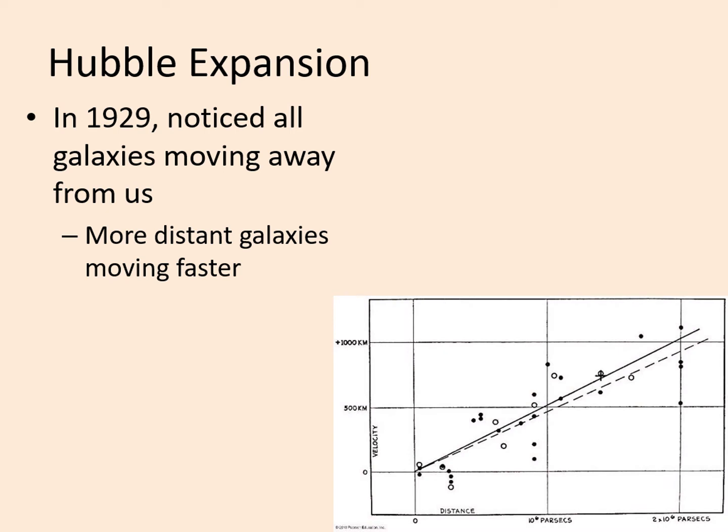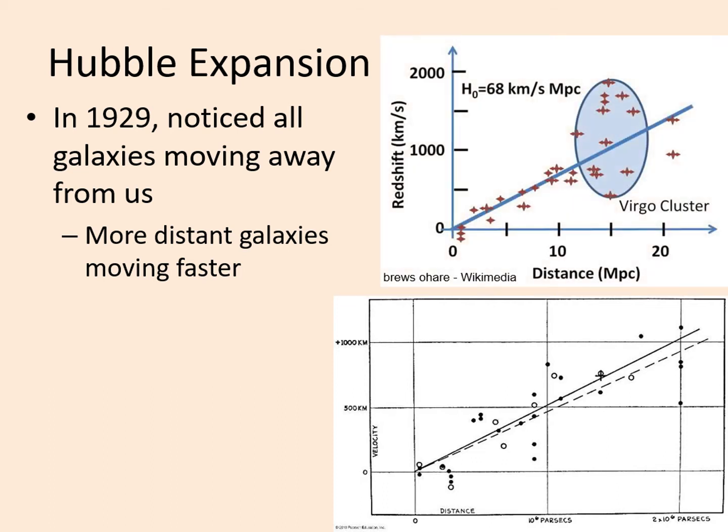Distance is shown on the horizontal axis and speed on the vertical axis. Notice that as we look at galaxies that are farther away, the speed goes up. There's a lot of scatter in these early results, but a modern Hubble diagram like this one shows that this result holds for much larger distances with much greater accuracy.